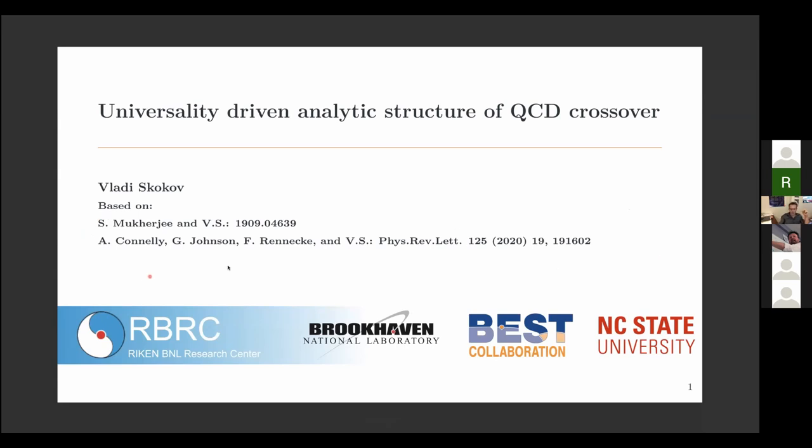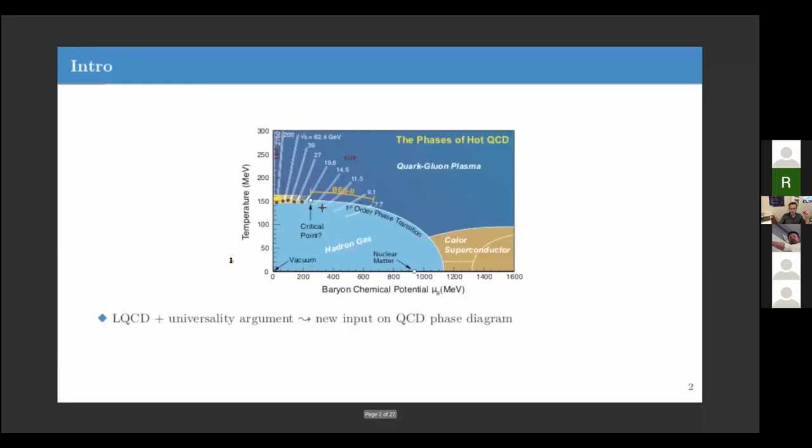Okay, so the main idea is that we want to study the QCD phase diagram, which was shown multiple times during this session. And here I will take another approach. I will use the non-universal input from lattice QCD calculations, which were obtained by doing really difficult numerical simulations of QCD on the lattice. And I complement them with a universality argument and an input on the universal property of the underlying phase transition to get a new input on the QCD phase diagram.